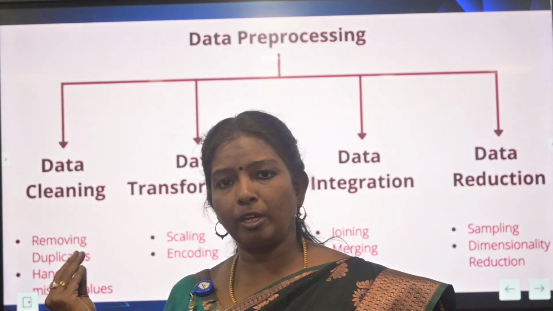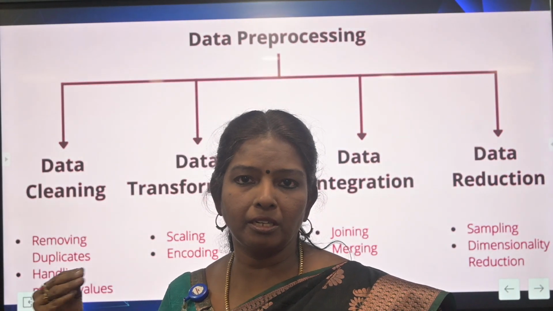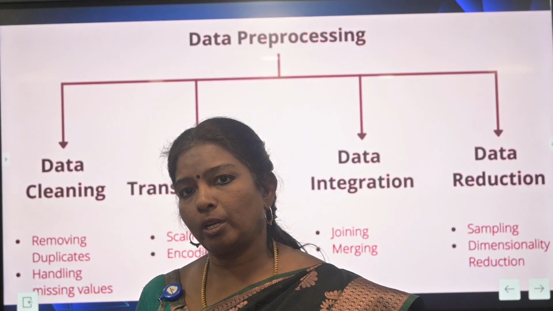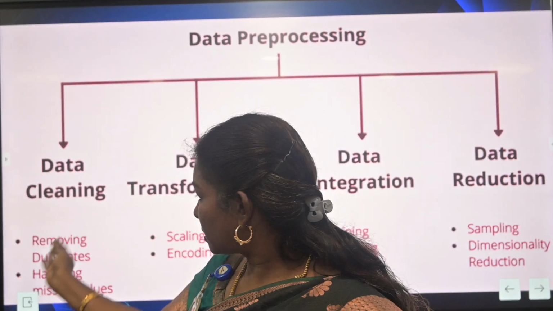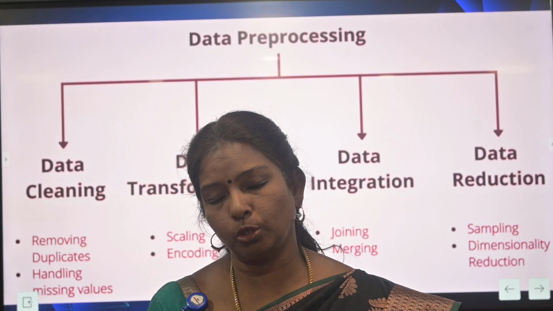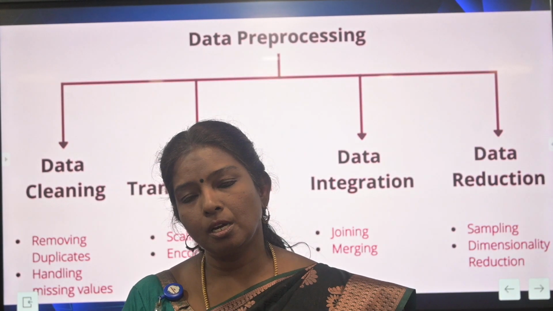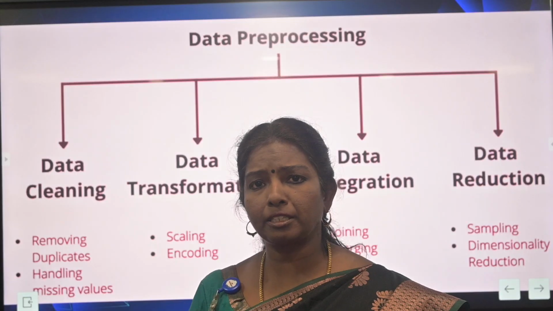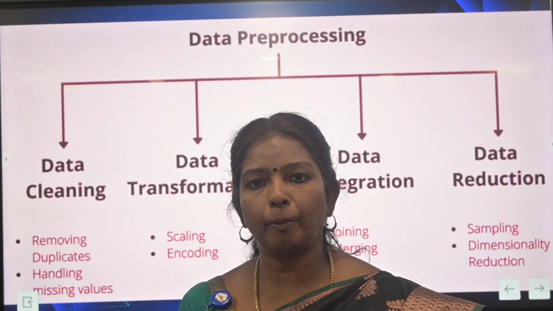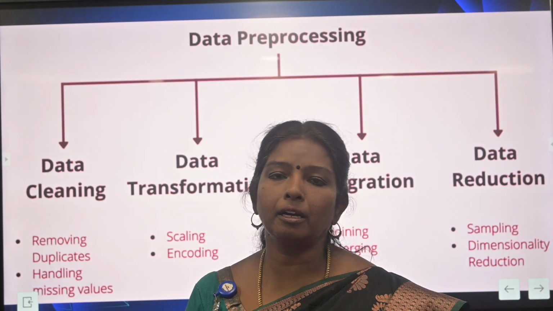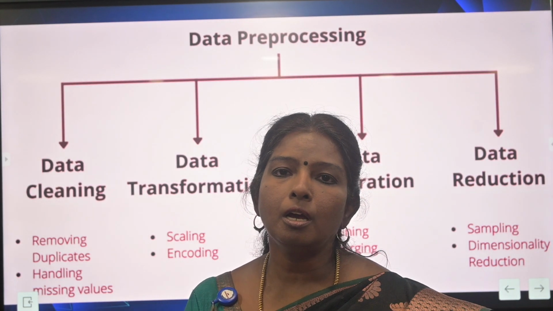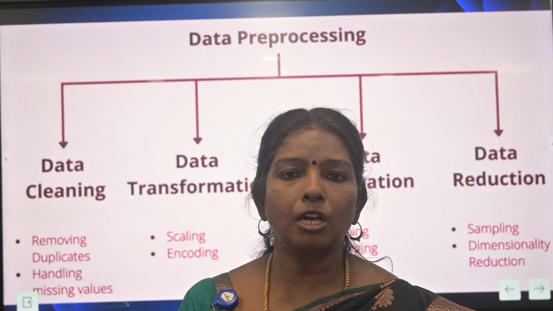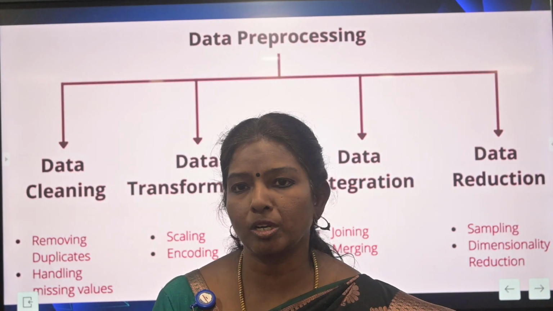Here I have depicted the data pre-processing steps under various categories: data reduction, data transformation, data integration, as well as data cleaning. In data cleaning, we need to concentrate on two things. One is removing duplicate data, and we also need to deal with missing values in a very careful manner. In data transformation, as I told, we apply scaling as well as encoding. In data integration, I use methodologies like joining and merging. And in data reduction, I deal with missing values as well as dimensionality reduction in the case of multi-dimensional databases.